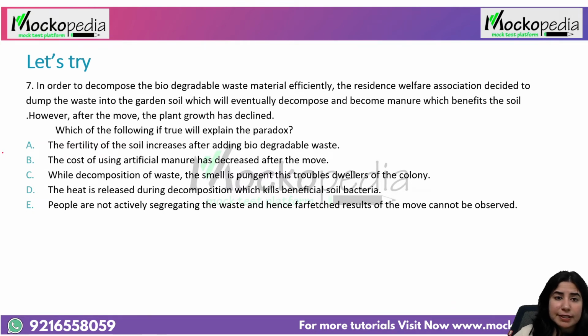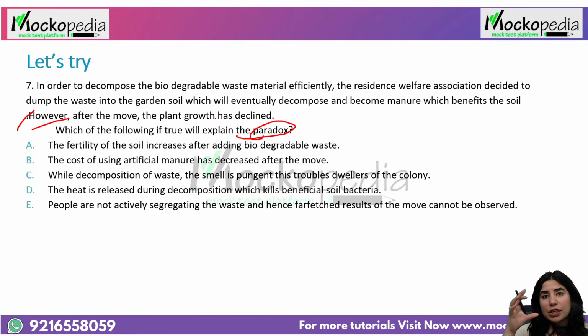So let's begin with the discussion. Which of the following, if true, will explain the paradox, right? So let's take a look at the argument. In order to decompose the biodegradable waste material efficiently, the Residents' Welfare Association decided to dump the waste into the garden soil, which will eventually decompose and become manure, which affects the soil. Again, take a look at the transition, however. After the move, the plant growth has declined.